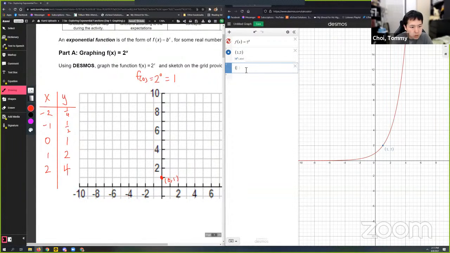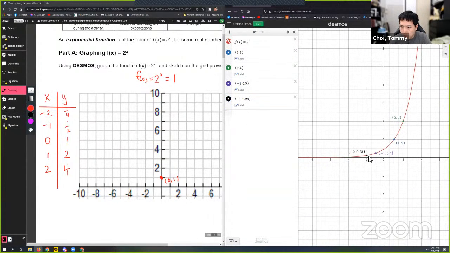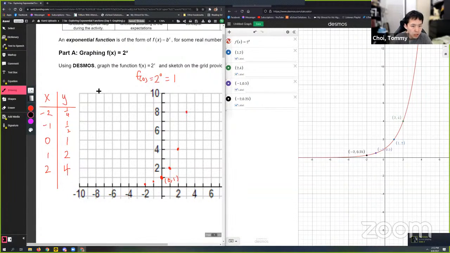So 1, 2, 2, 4, -1, 0.5, and -2, 0.25. So as you can see, these 4 points are on our graph, and we can graph that as well on here. So 1, 2, 2, 4, -1, 0.5, -2, 0.25, 3, 8, and then we would draw our graph like so.